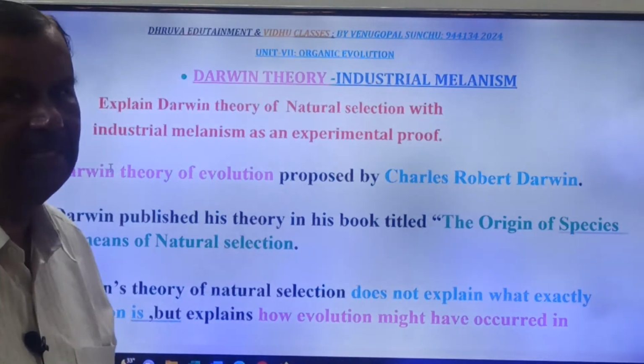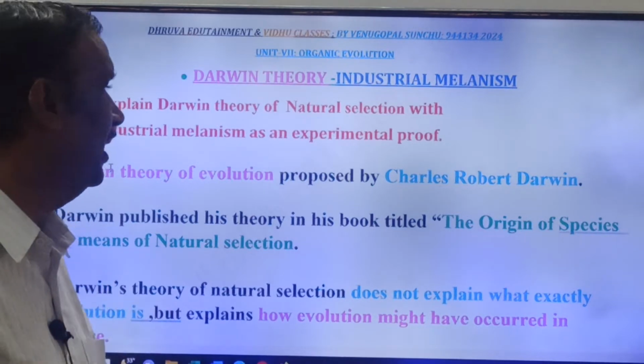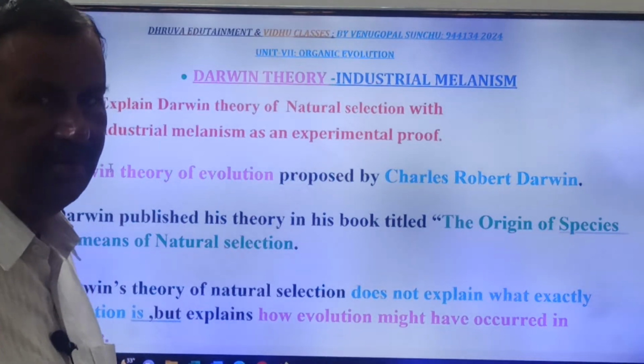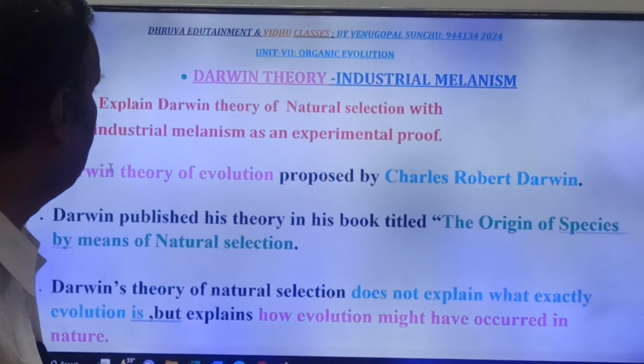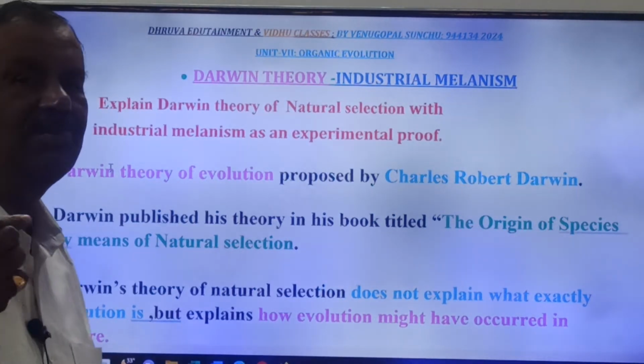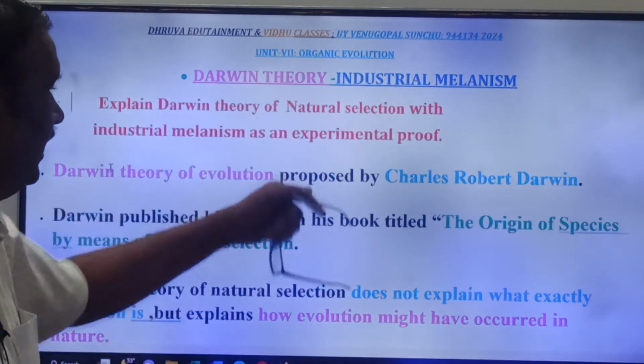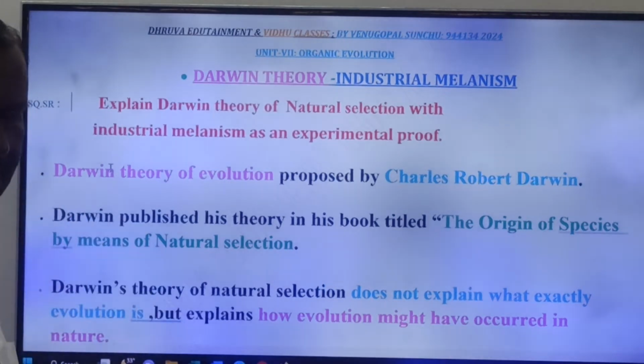You know, friends, Darwin theory is what? It is a natural selection theory. So here you have to take an example. What is that experimental proof, friends? That is industrial melanism. So Darwin theory of natural selection with industrial melanism, friends.